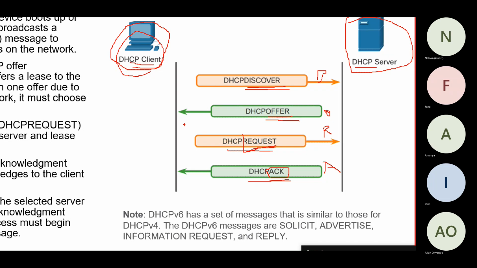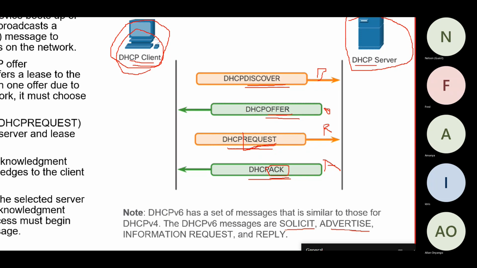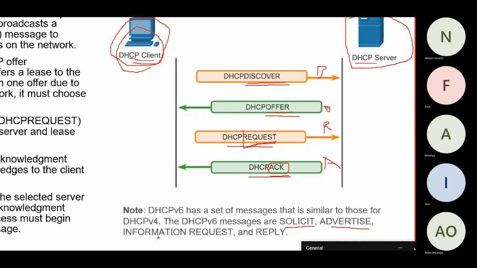Now, that is for IPv4. We do have the same messages in IPv6. The only thing is that they have different names, all right? So when you talk about DHCP discover in IPv6, it is called solicit, all right? When you talk about DHCP offer in IPv6, it is called advertise, all right? When we talk about a DHCP request, we talk about information request or just the word request, all right? And when you talk about DHCP acknowledgement, in IPv6, it is called reply.